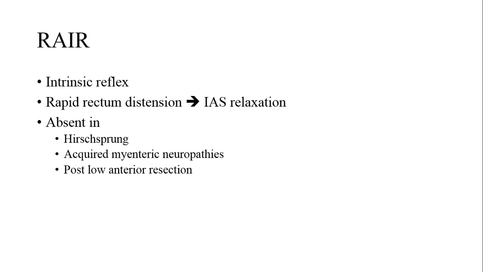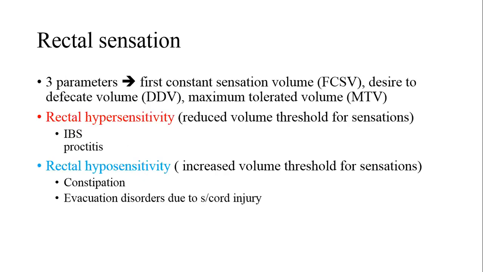RAIR, in fact, is an intrinsic reflex where a sudden rapid rectal distension leads to an IAS relaxation. It's usually absent in Hirschsprung's, some forms of neuropathy, and also in post low anterior resection, especially in cases of rectal CA.